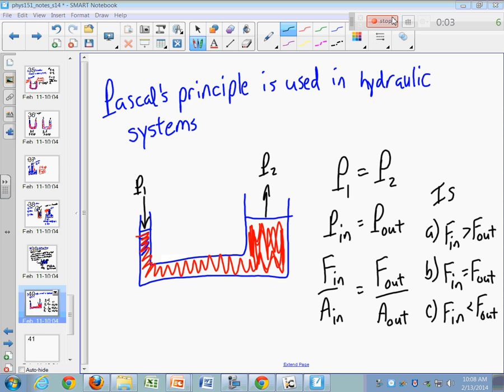Is the force that I put in over here bigger, smaller, or equal to the force that I get out? Is my input force bigger, equal, or smaller than the force that I get out? The pressures are the same, but notice how the areas are different. The way that I've drawn it, the area on the left-hand side is much smaller than the area on the right-hand side.